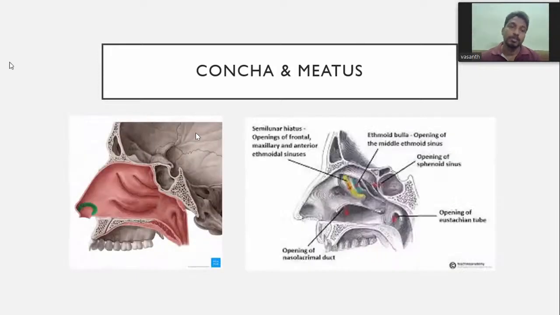So below each concha you have the meatus, which forms the space: inferior meatus, middle meatus, superior meatus, and so on. Into the inferior meatus opens the nasolacrimal duct, and into the middle meatus you have the maxillary sinus opening, the osteomeatal complex, where the anterior ethmoidal cells open into it. Then the posterior, and then the superior one, where the opening of the sphenoid sinus, the sphenoethmoidal recess, and the posterior ethmoidal sinuses open. The frontal sinus opens through the frontal recess into the middle meatus.